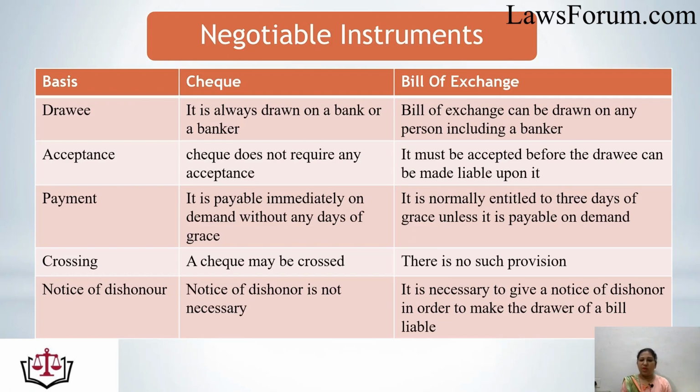Crossing: a check may be crossed, but the bill of exchange doesn't include any such provision. Notice of dishonor: notice of dishonor is not necessary in case of check, but in case of bill of exchange, it is necessary to give a notice of dishonor in order to make the drawer of a bill liable.